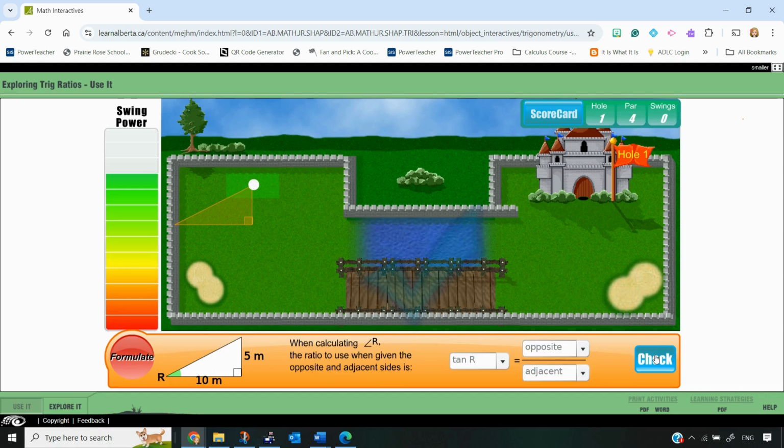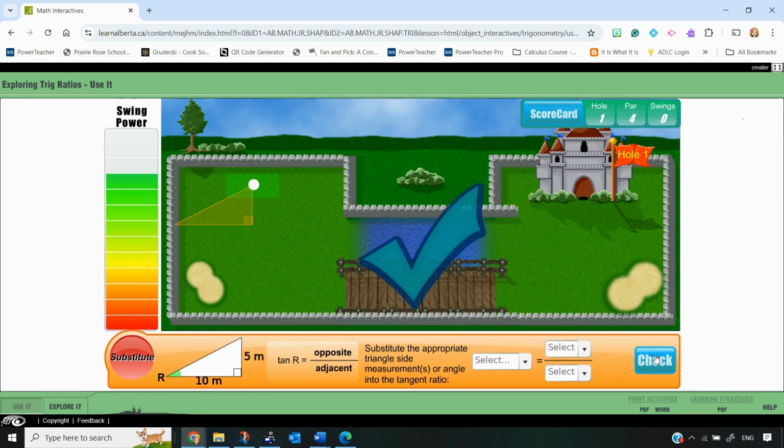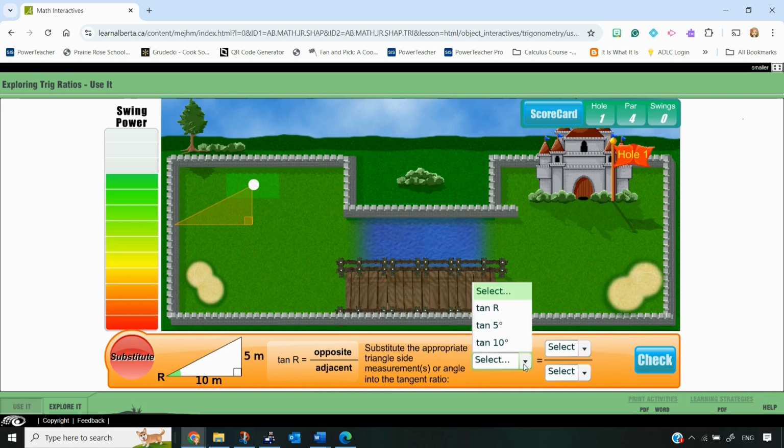Again, it's a little bit of an older site, so it's a little bit slower, but it really gets you in that routine of setting up your ratio. Now, because we have tan R is opposite over adjacent, that means that we're doing tan of the angle because we don't know what the angle is. My opposite is 5, and my adjacent is 10.